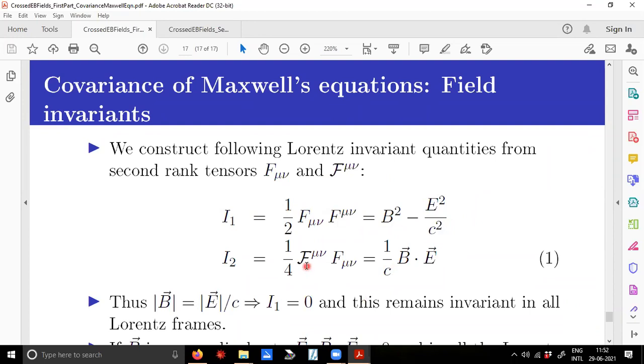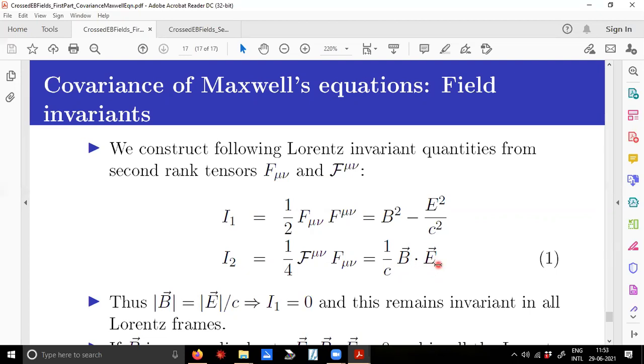Similarly, I take the dual tensor, and I can construct another invariant. That is going to be 1 over c, B dot E. So the scalar product B dot E remains the same. If electric and magnetic fields are perpendicular in one frame, then in every frame of reference under Lorentz transformations it is going to be the same. That is, the perpendicular nature will not go. If they are perpendicular, what is B dot E?